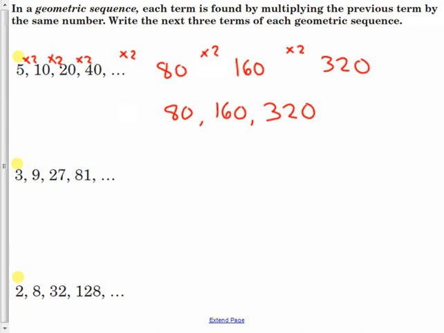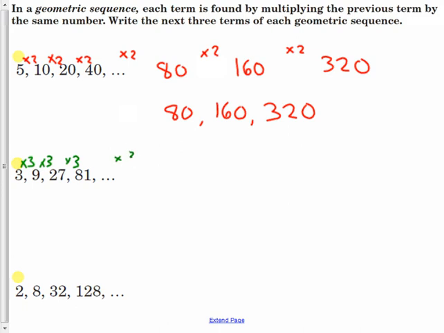How about the second one? The second one is 3, 9, 27, 81. What pattern do you see there? If I take a look at it, I see that 3 times 3 is 9. I see that 9 times 3 is 27. And 27 times 3 is 81. So my pattern is each time I'm multiplying the previous number by 3.